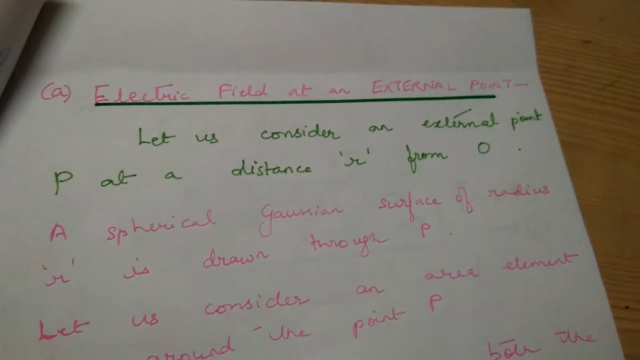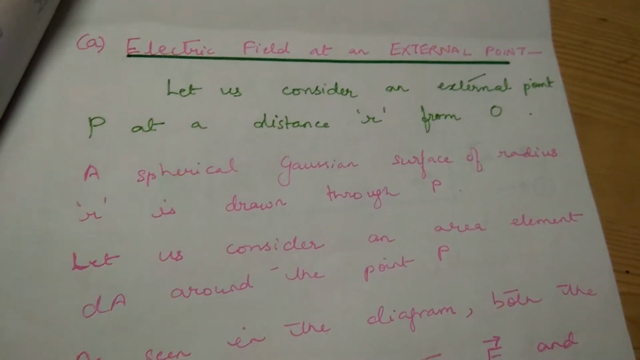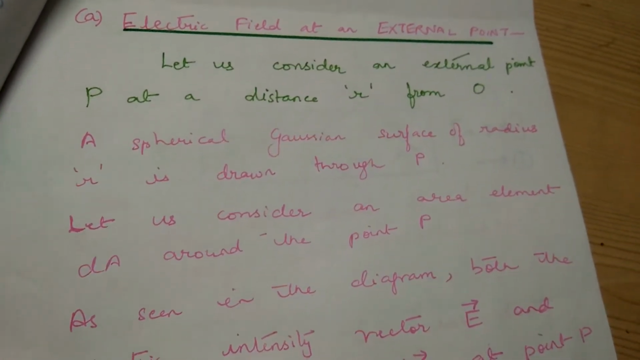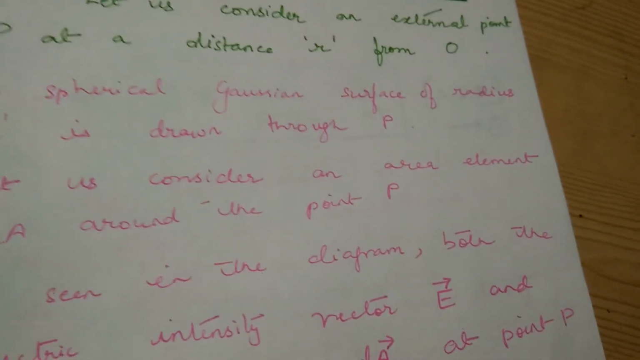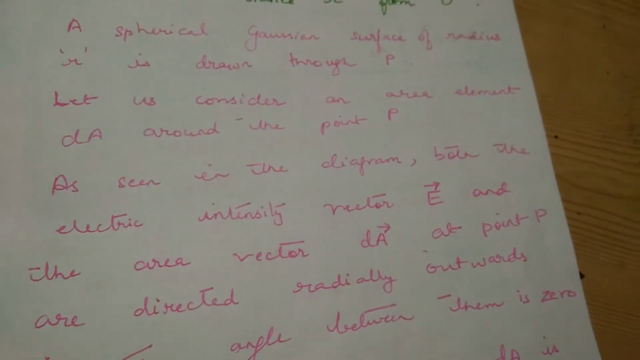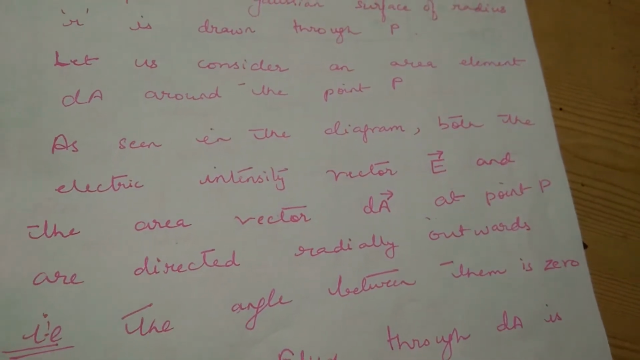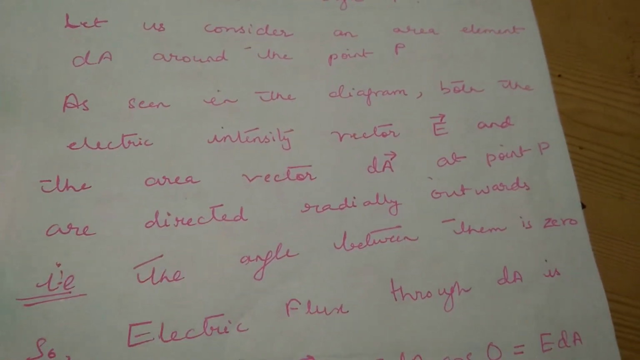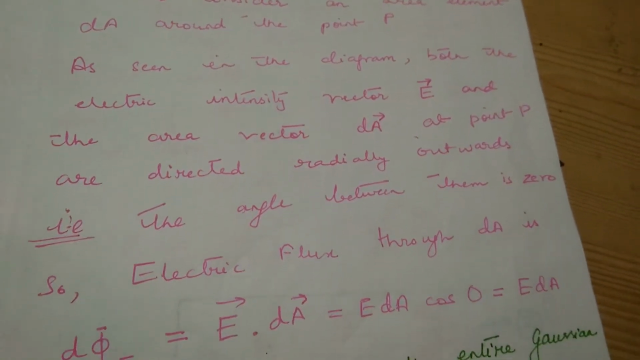Let's move to the derivation part. First, electric field at an external point. Let us consider an external point P at a distance r, small r, from O. A spherical Gaussian surface of radius small r is drawn through P. Let us consider an area dA around the point P. As seen in the diagram, both the electric intensity vector E and the area vector dA are directed radially outwards. Just now we saw that. That is, the angle between them is 0.